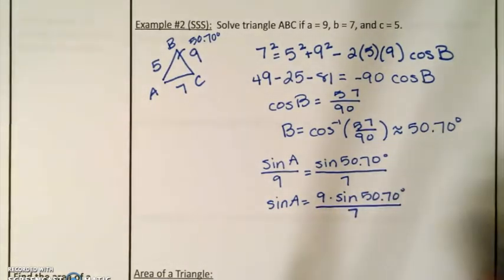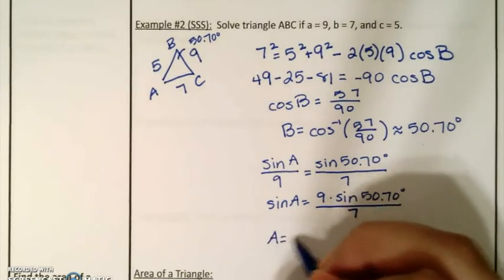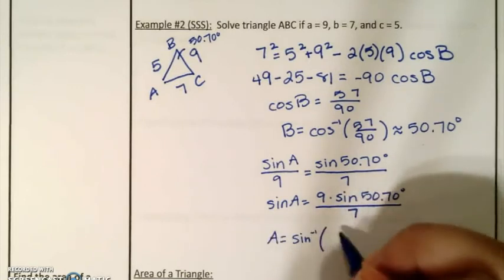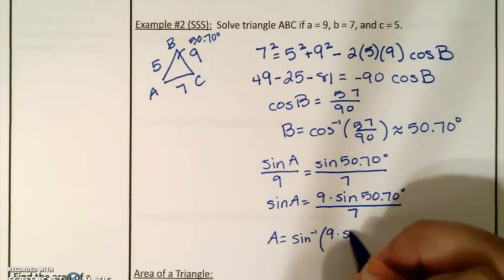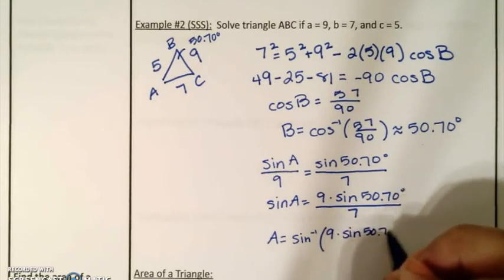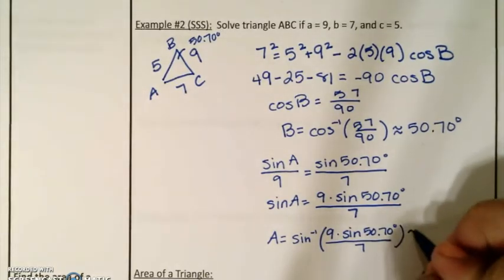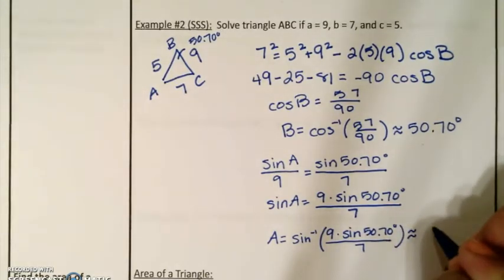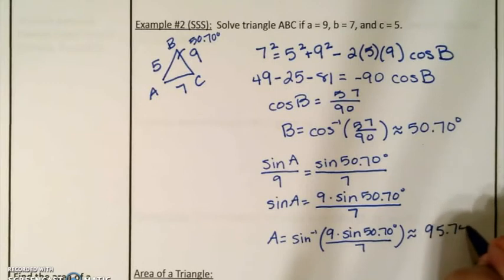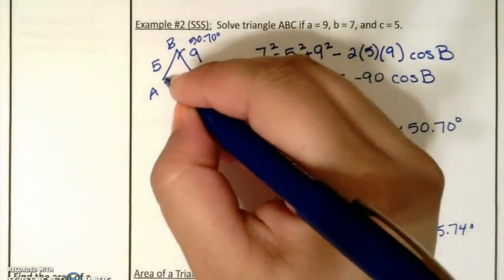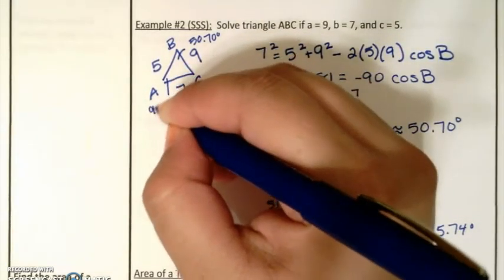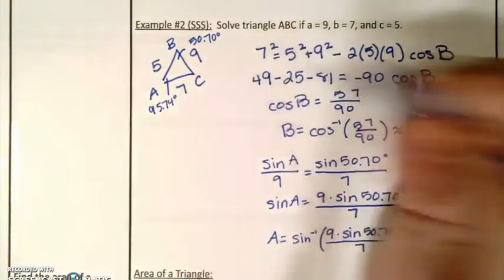Again, using inverse of sine, we find that A equals sine inverse of 9 times sine of 50.70 degrees divided by 7. Using a calculator, this is approximately 95.74 degrees. So the measure of angle A is approximately 95.74 degrees.